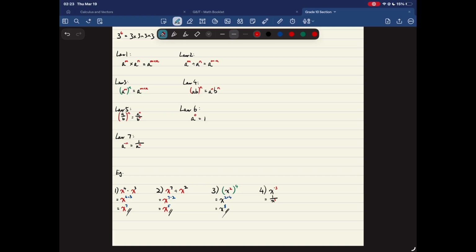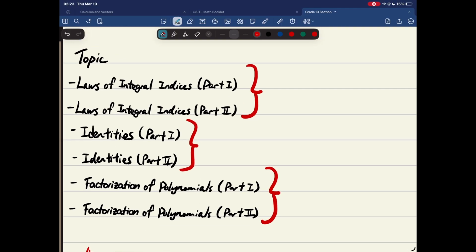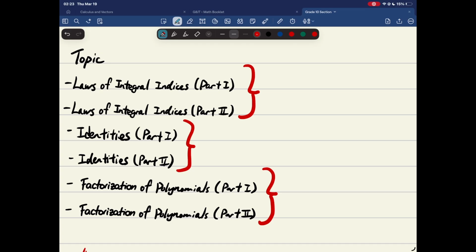Okay, and this will be all for this lesson. And for the next lesson, probably I'll do some identities, and probably I'll do identities for polynomials first. And for the last lesson, I'll just do factorization.